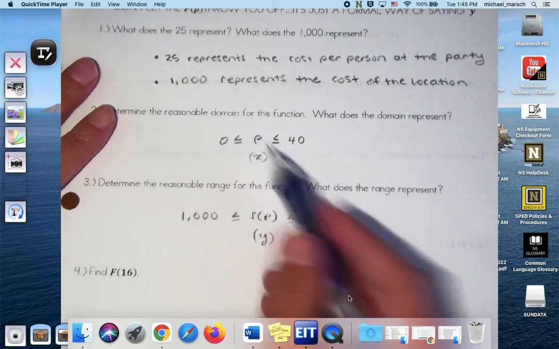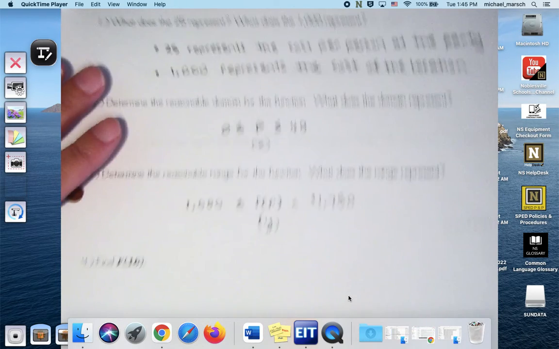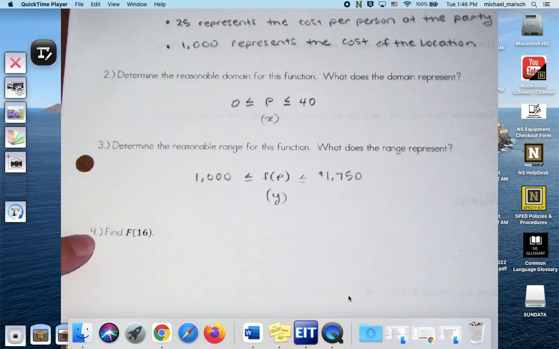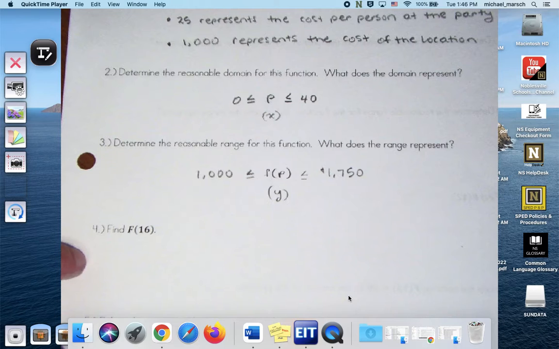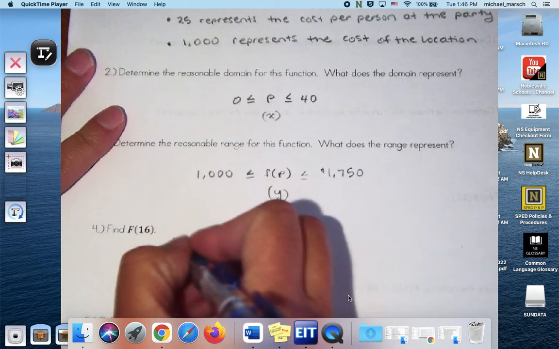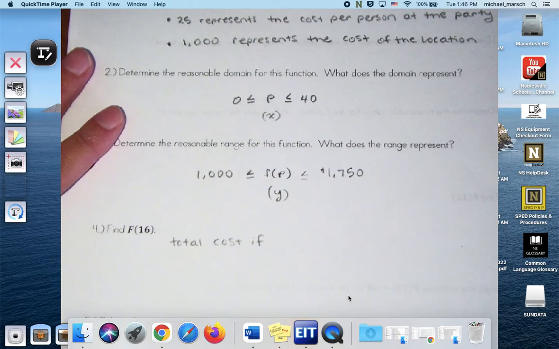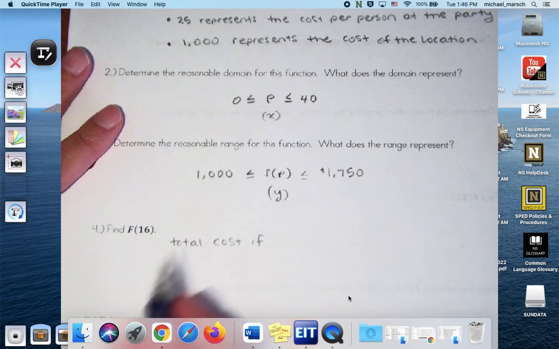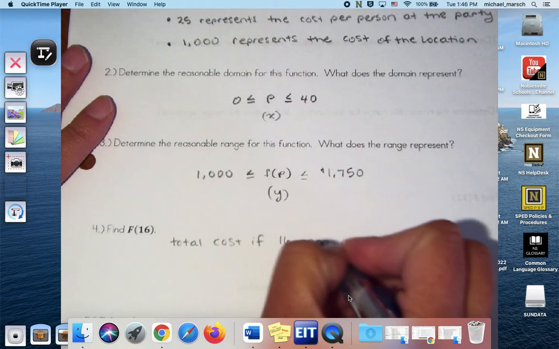So our P is like our X input, our F of P is like our Y output. So then they want us to find the function of 16. So what are we actually finding here? What does that mean, F of 16? Addie? The total cost. Total cost if what does that 16 represent? Who remembers? Vince? 16 people. 16 people come to the party.